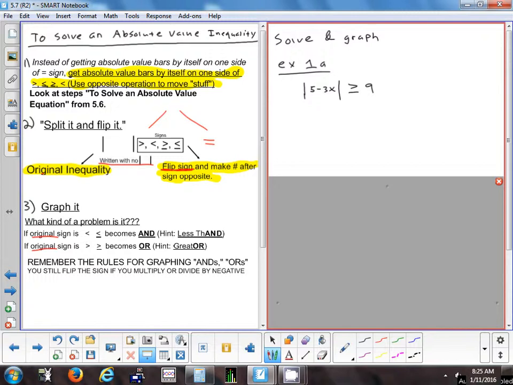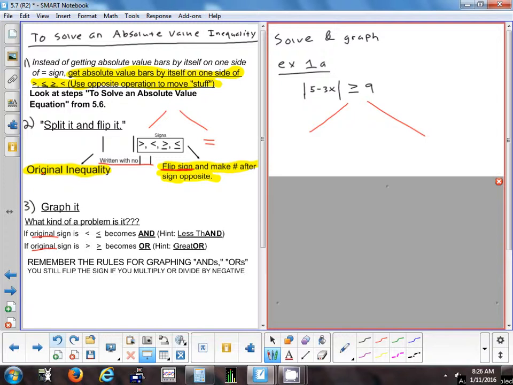Is the absolute value by itself here? What do you think, Maria? No? What's on the outside of that absolute value bars? Okay, it is. When we say by itself, we mean that there's nothing on the outside of those bars. Everything is inside. All right, so step 1 is already done for us. Step 2, we're going to split it into two problems.